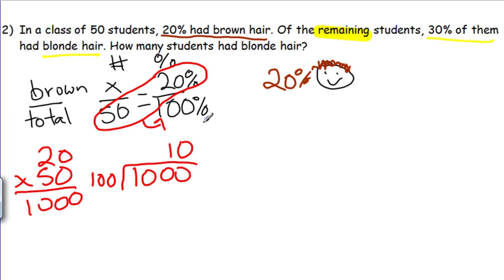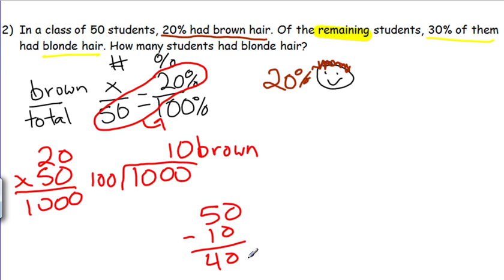Yeah. So this means we have 10 kids with brown hair. But we don't actually care about those 10 kids. We want the kids that don't have brown hair. So if we take the rest of the class minus the kids with brown hair, that gives us 40 kids that don't. And now we can do the second part of our problem here. So 20%, that's 10 kids brown hair.